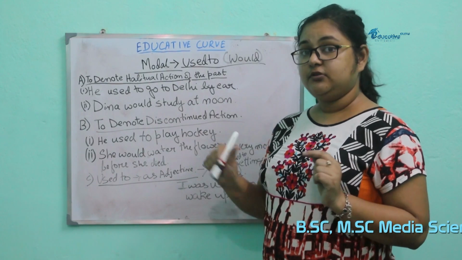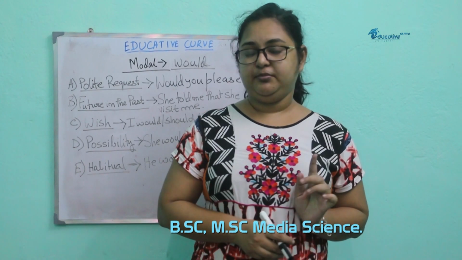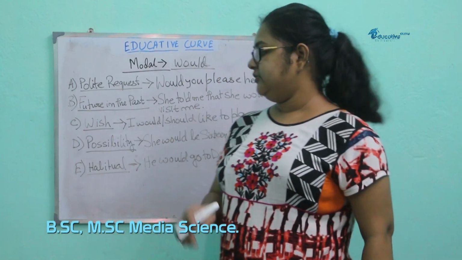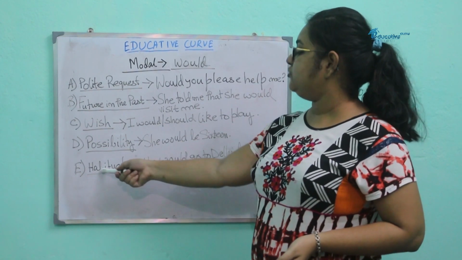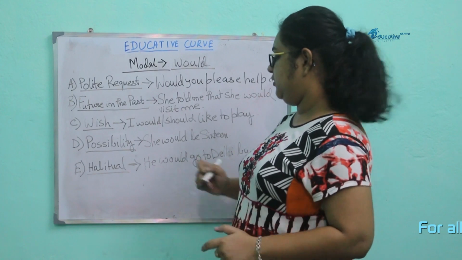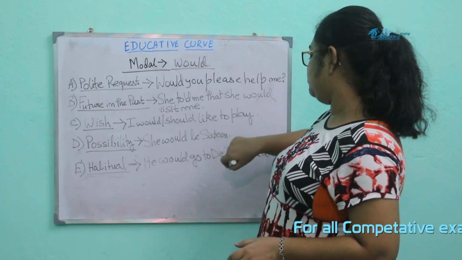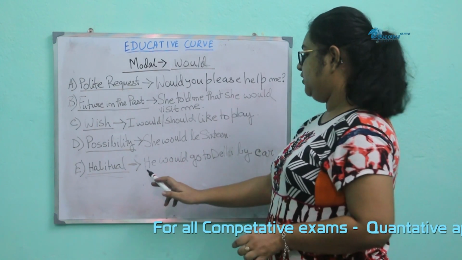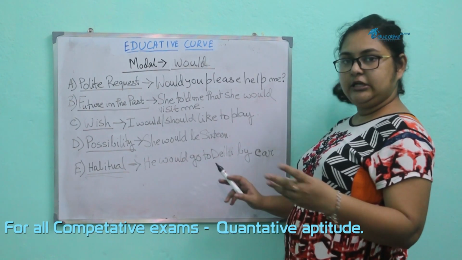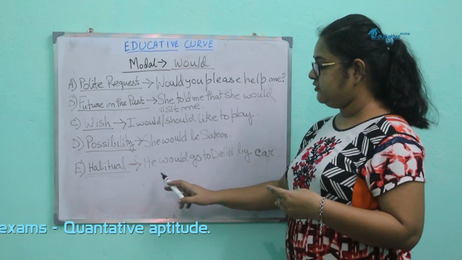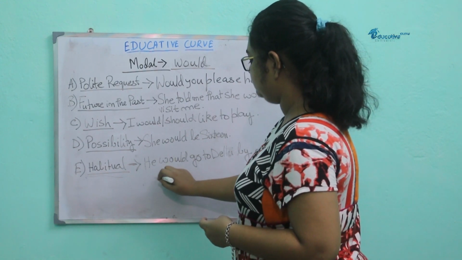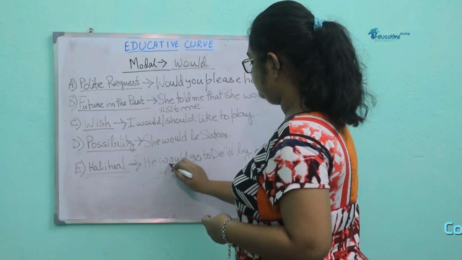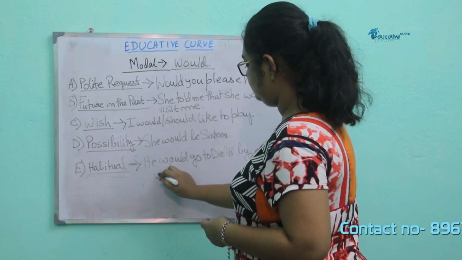Now we will see the use of would. Would, as I told you earlier, is used in a habitual action, like used to. He would go to Delhi by car. That means he usually goes to Delhi by car. So I can also write he used to go to Delhi by car.